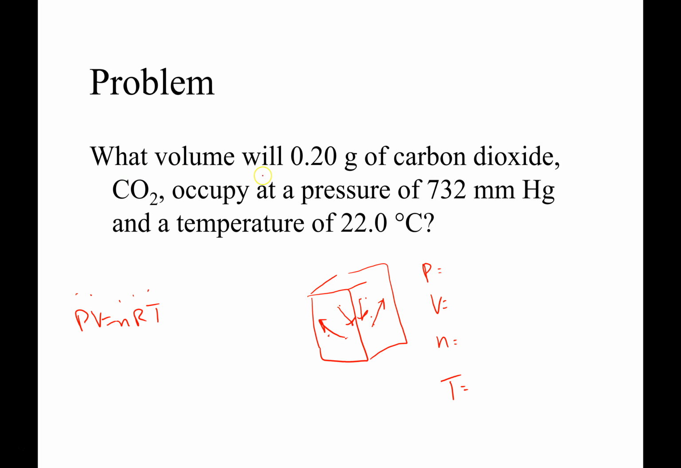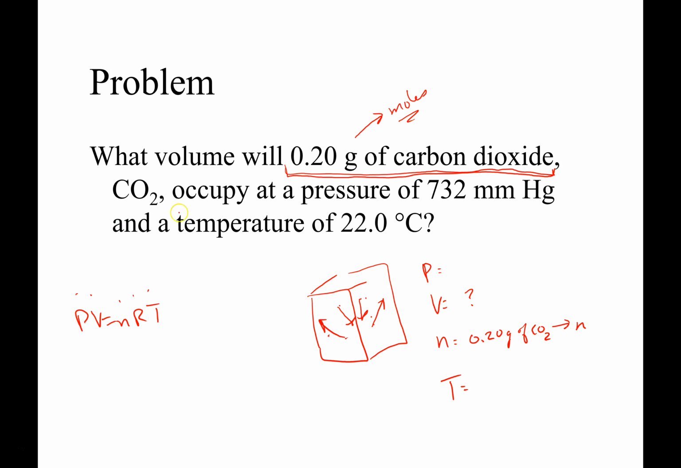So it says what volume will, so I'm going to find volume, I'll put question mark, 0.20 grams of carbon dioxide. Now, I very rarely in Intro to Gen Chem give you information in a problem that you won't need to use. So can you see where I can use this grams of carbon dioxide to get to moles? We've been doing a lot of that. So I'm going to put that under my moles. So here under n, I'm going to put 0.20 grams of CO2 to get to moles. I hope that works for you.